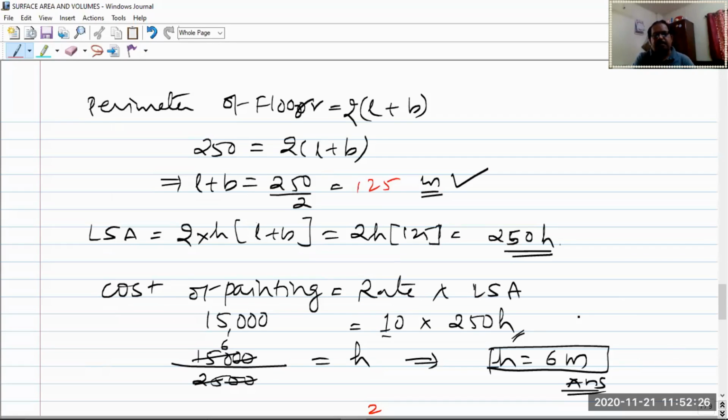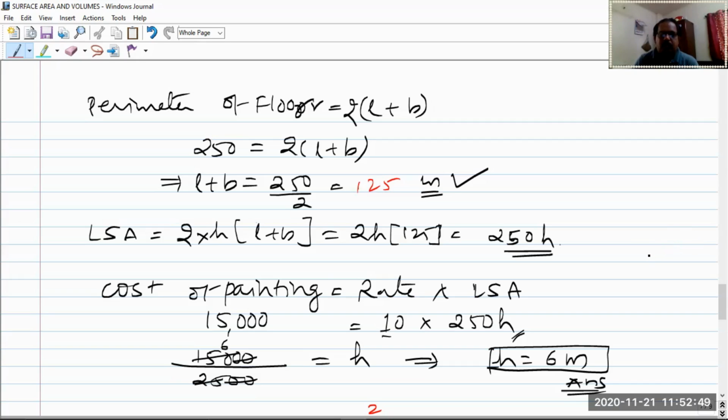So students, L + B is 125. So substituting in the formula for LSA, that is lateral surface area, it will give us twice H times (L + B). So L + B is given as 125. We will have it as 125, so multiplying it by 2 will give us 250H. So the lateral surface area is in terms of H.